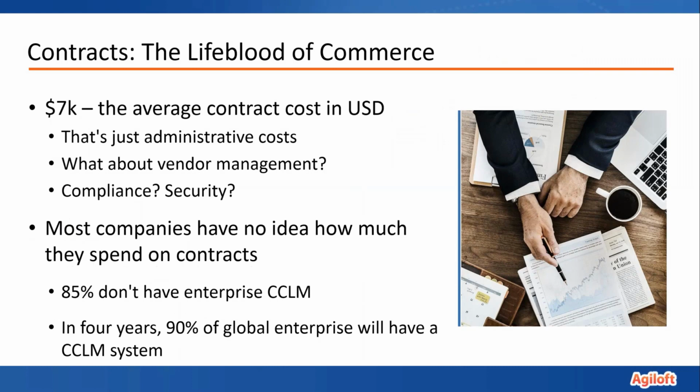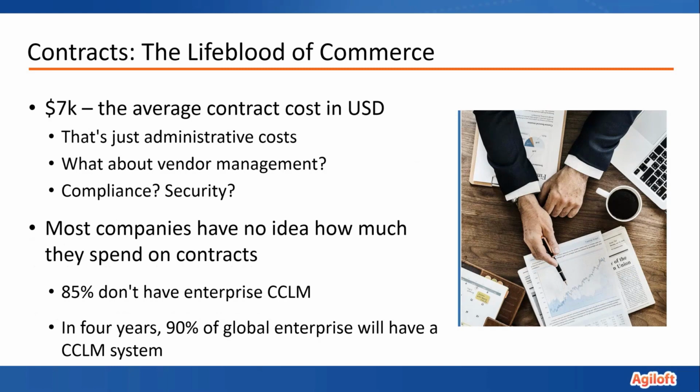Even more astonishing is the number of companies that have no idea how much time and effort they spend on managing contracts or associated documents, let alone the P&L and risk exposure. According to Gartner, more than 85% of organizations don't have an enterprise CCLM system. Many organizations have multiple departmental systems that do not communicate, while others rely on flat files and spreadsheets. But it is changing. Gartner expects that in the next 4 years, 90% of global enterprises and 50% of mid-sized companies will have a CCLM system in place.